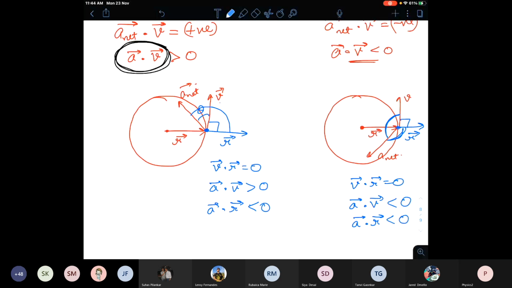Okay. So once you have the directions, once you have the angles between the vectors, you can easily predict the dot products. Just the direction, just the sign we need, whether it will be positive or negative. And no one is going to ask you the magnitude, but positive, negative is important. Okay, so this is your circular motion. Okay, is that clear?